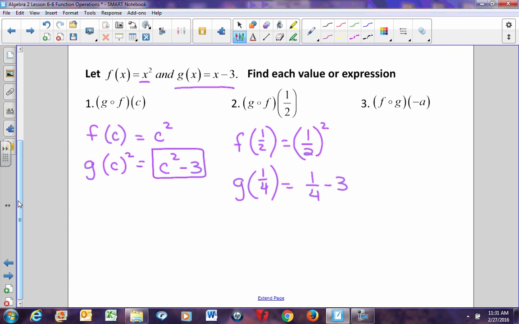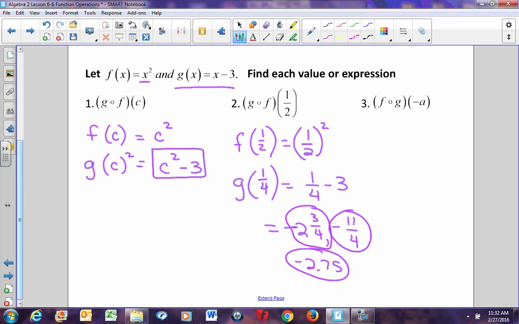So this answer is negative 2 3/4, which can be written as negative 11/4, or it can be written as negative 2.75. I don't care which I write; they're all three the same thing. Sometimes you'll get an answer like these right here, and sometimes you'll get an expression. It doesn't matter. There's still composition of functions.